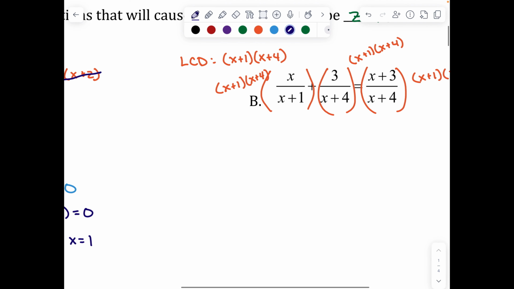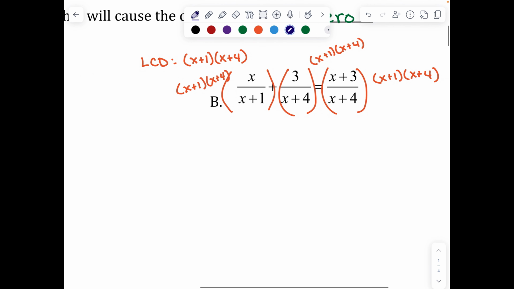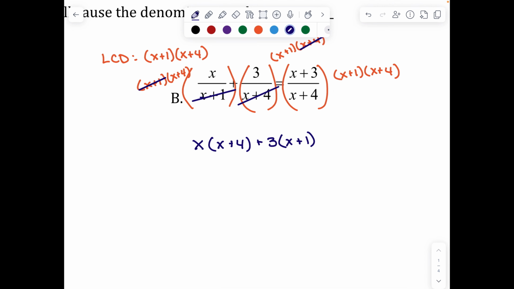So from here, I see that our x plus 1's will cancel. So I'm just left with x times x plus 4. On our second one, our x plus 4's will cancel. Again, this is what we want, right? We are trying to clear our fractions, so that way we don't have to deal with fractions anymore. So plus 3 times x plus 1. And again, our x plus 4's on this side cancel. So I'm left with x plus 3 times x plus 1.